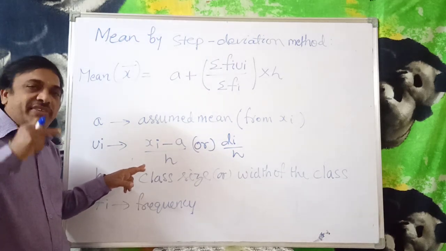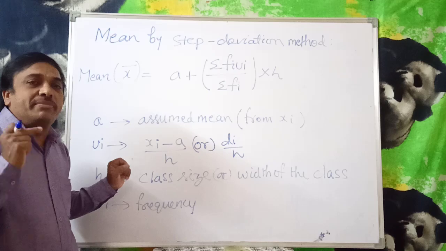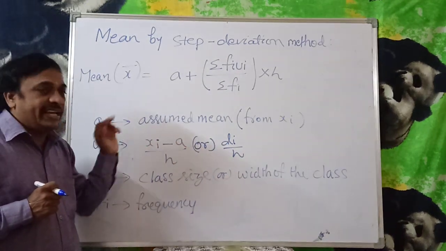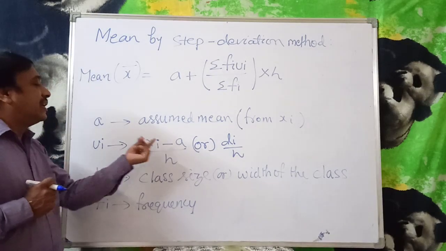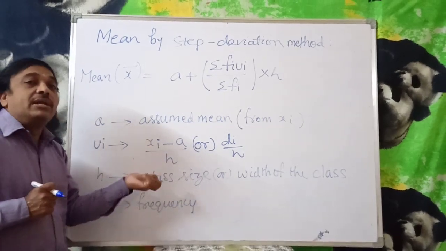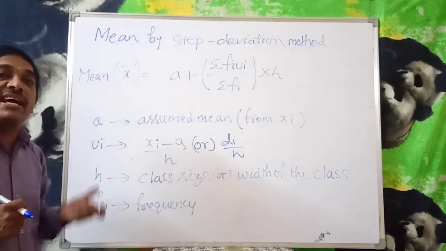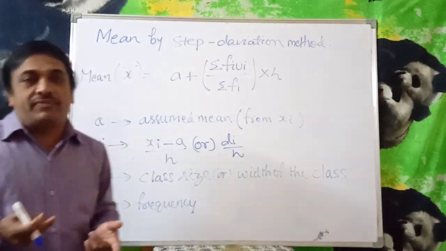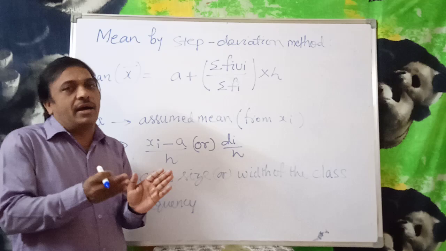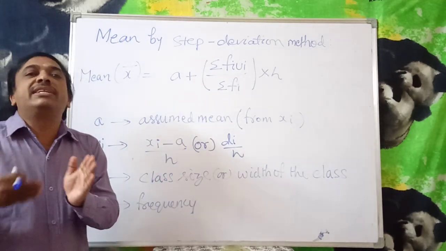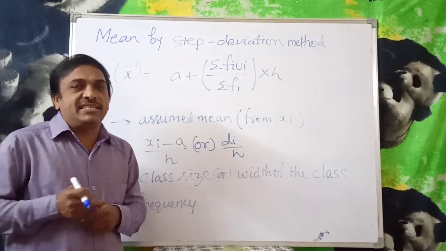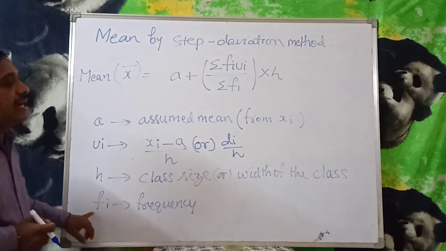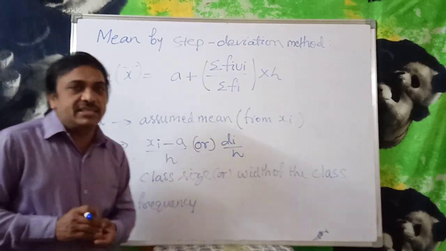In the previous method, which is the assumed mean method, we used di. So di is equal to xi minus a. For ui, that should be divided by h. Now what is h? That is the class size or width of the class. Based on the given data, we will come to know what exactly the class size is. Fi is the frequency of the given class.